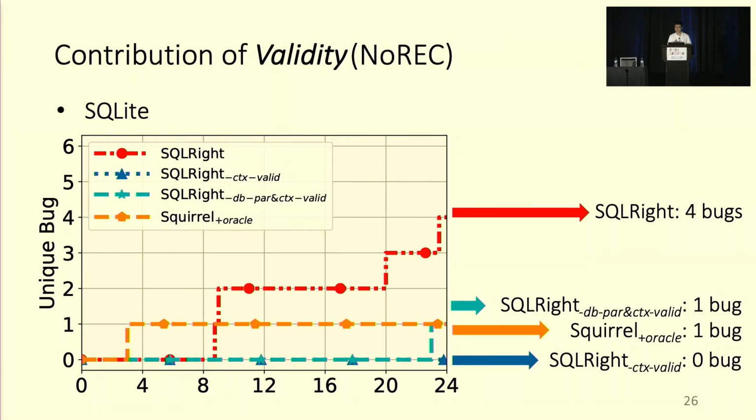And at last, we evaluate the validity. We incrementally remove the validity-oriented techniques we introduced in SQLRight and use the unit-test baseline. From the plots, we can see that the validity-oriented techniques enable SQLRight to find more bugs.